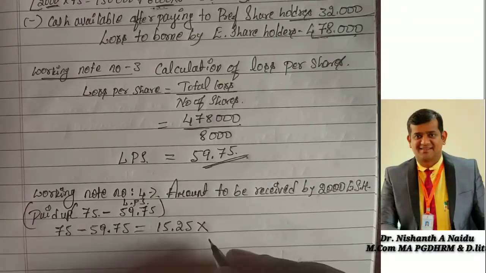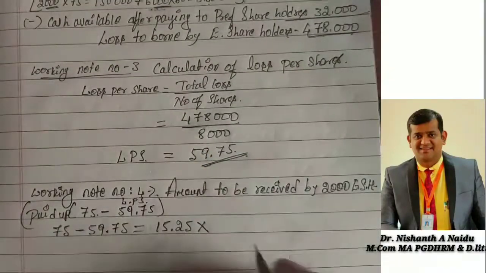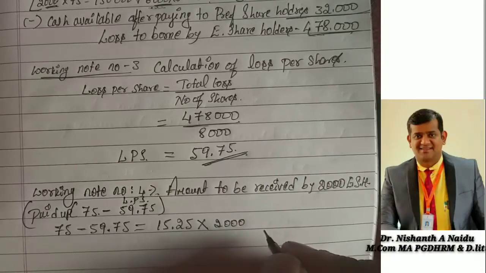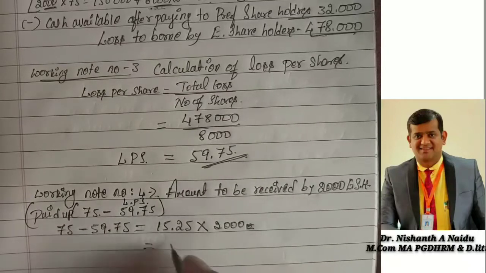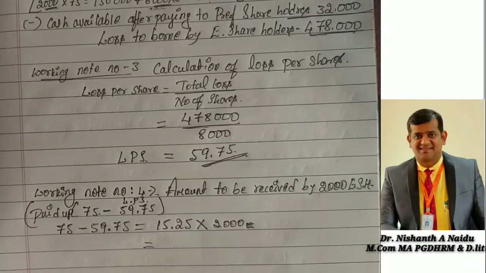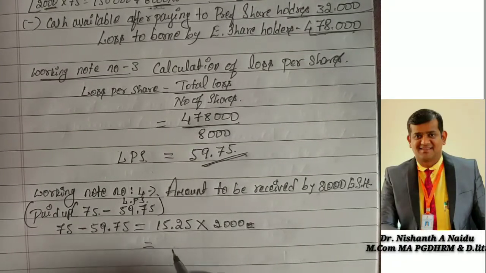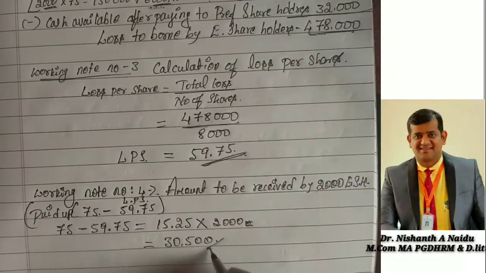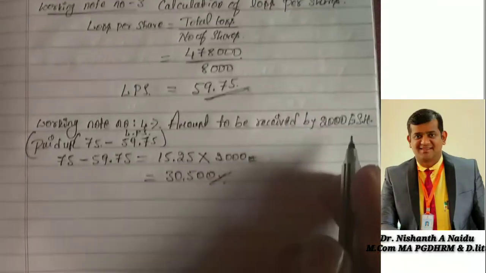We have 2,000 shares, 75 paid up. So how much does that come to? In the next line write 15.25 into 2,000, which is 30,500. So this is the amount to be received by the 2,000 equity shareholders.